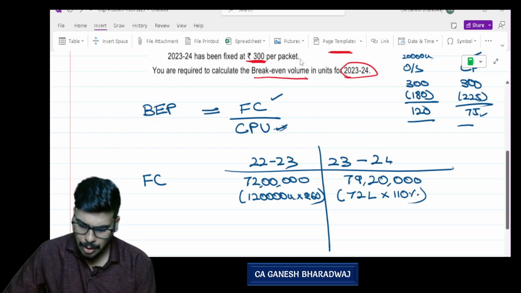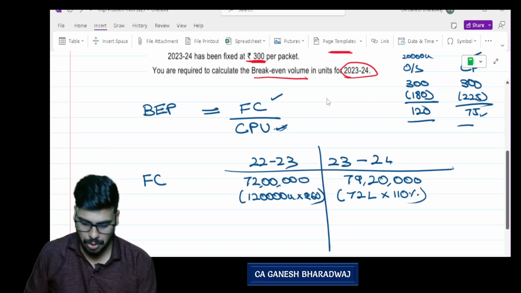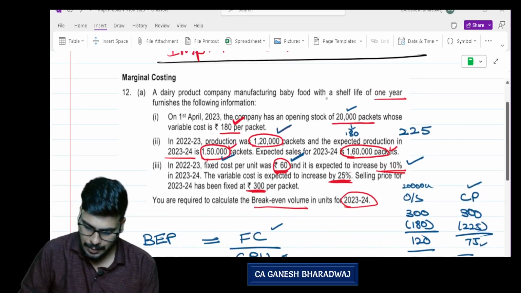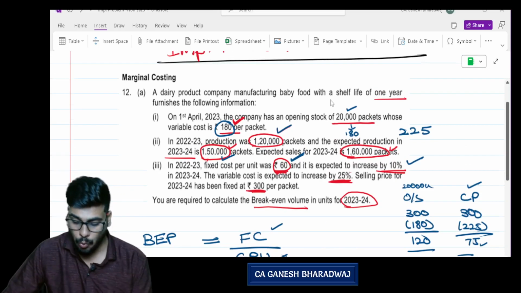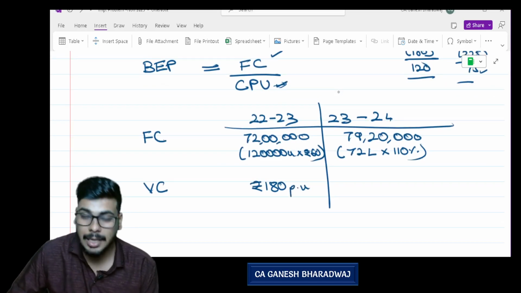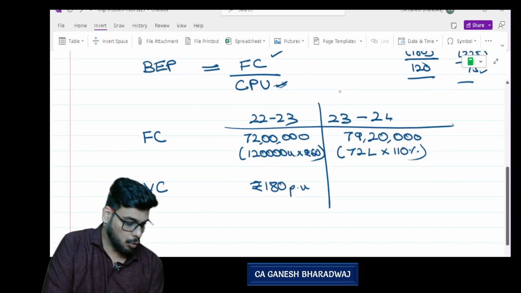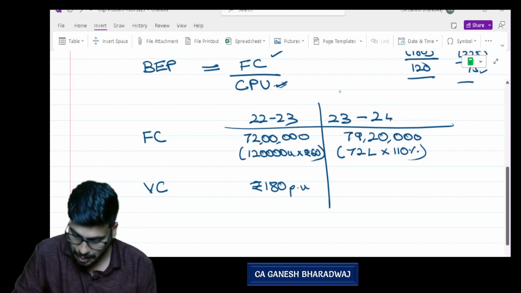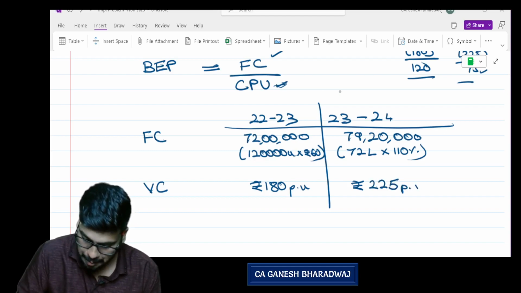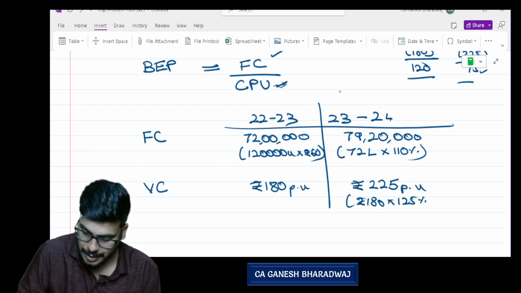Now, what is the contribution per unit? What is the variable cost per unit for the previous financial year, that is 22-23? In the previous financial year, the variable cost per unit was 180 rupees, correct? In the current period, it will increase by 25%. So 180 into 1.25. So in the present year, 23-24, the variable cost is going to be 225 rupees per unit. How we got this? Rupees 180 into 125%. Are you clear with this?